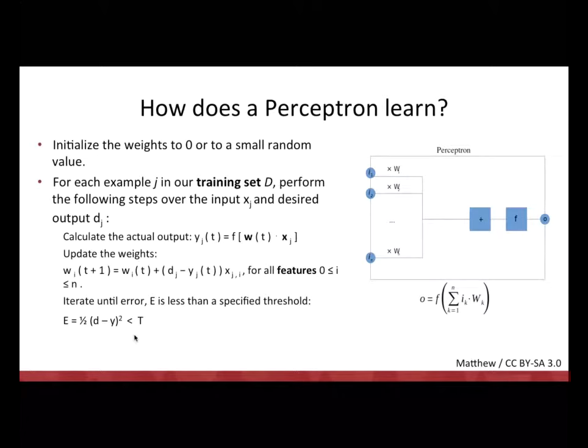Now, this is a sum of squares, a sum of squared error, which is common. Now, a couple of important points. I mentioned the training set. I have to have labeled data where some entity, usually a human, has said, this is the right answer.